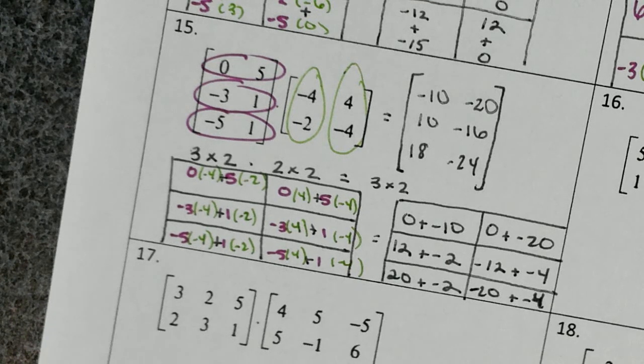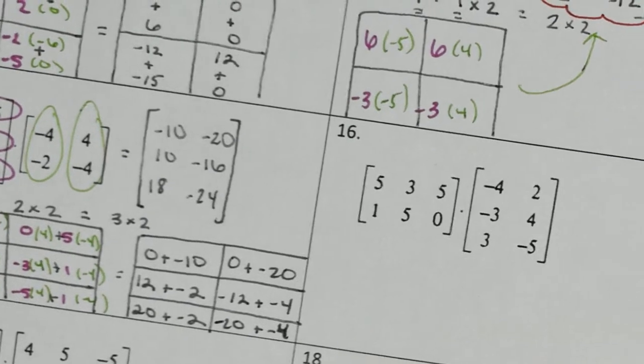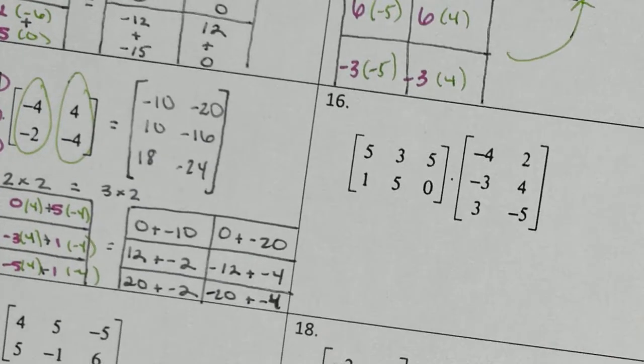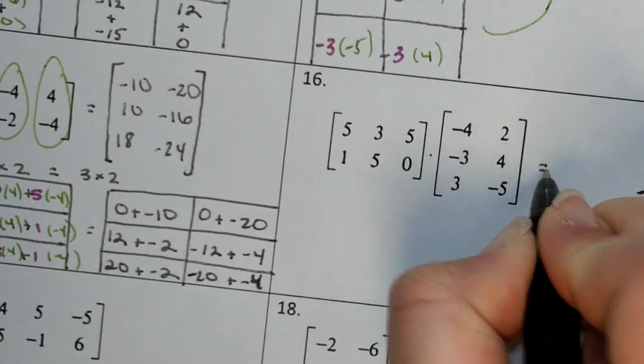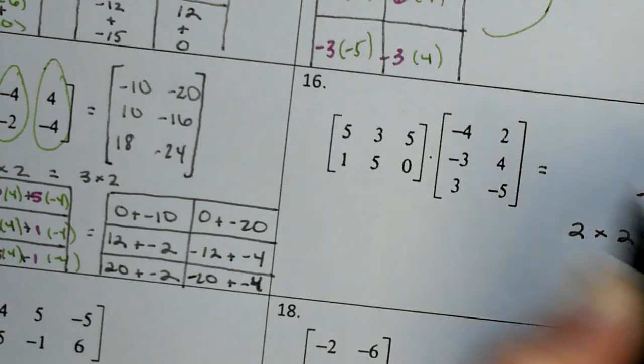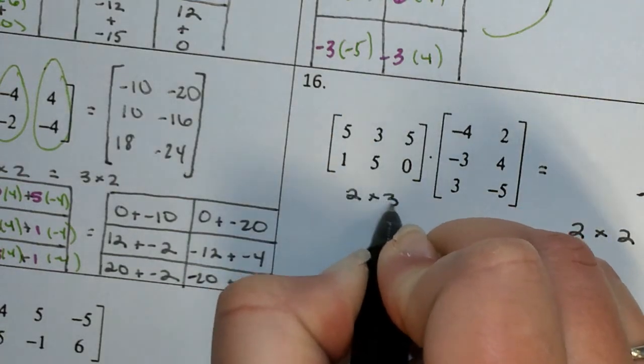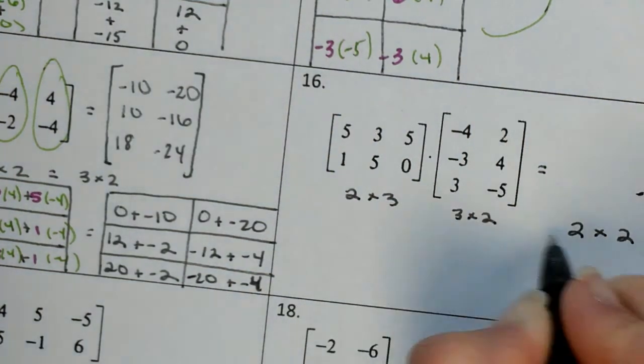All right, number 16. You guys already tried 15, 16, and 17. I gave you guys those ones ahead of time to do. Okay. Can we multiply these? Can we multiply the two matrices there? What is our answer going to be? What dimensions? A 2 by 2. So this one was a 2 by 3 times a 3 by 2, and we get a 2 by 2.